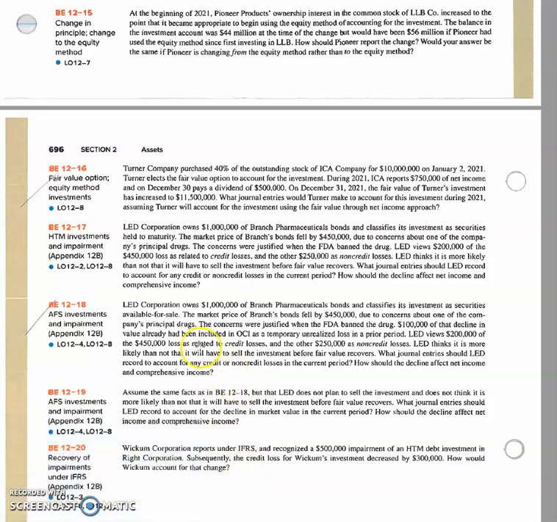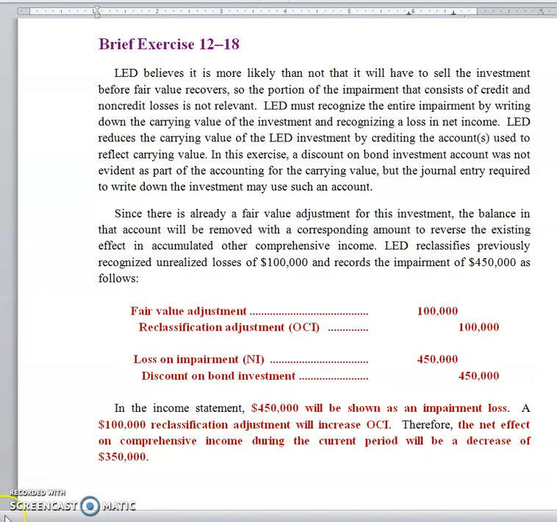Well, the key thing there to recognize is they're going to have to sell the investment before it can recover. So the entire loss needs to be reported in net income. So we're going to have to report the whole $450,000 in net income. Comprehensive income, we'll have to pull that $100,000 out that had been recognized there. So there you get into all that. So discussion, and you can take a picture of that and see what it says.